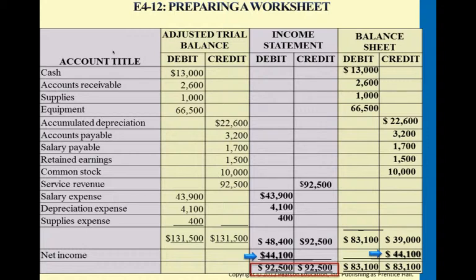So the retained earnings balance up there, the $1,500, is an old balance. That's the beginning balance. You need to add the new earnings, and then subtract any dividends, which in this case we don't have any dividends given out. So really there's just the old balance of retained earnings and the new net income information here. So net income adds to retained earnings. Retained earnings' normal balance is the credit side, so that's why it's under the credit side.